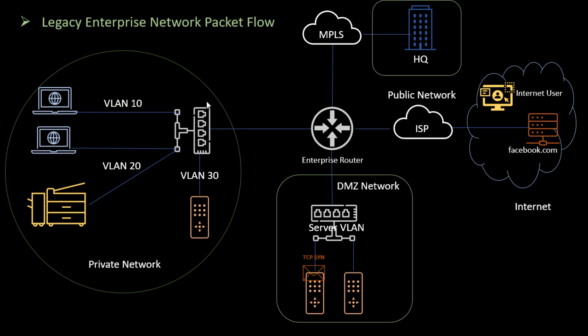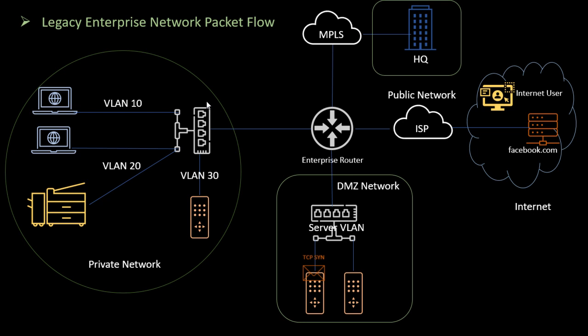Okay, now if this VLAN 10 PC would like to communicate to the DMZ network, right? So again, let's say you have internal URLs. So again your domain resolution will take place, right? You will get the IP address from your local DNS server.